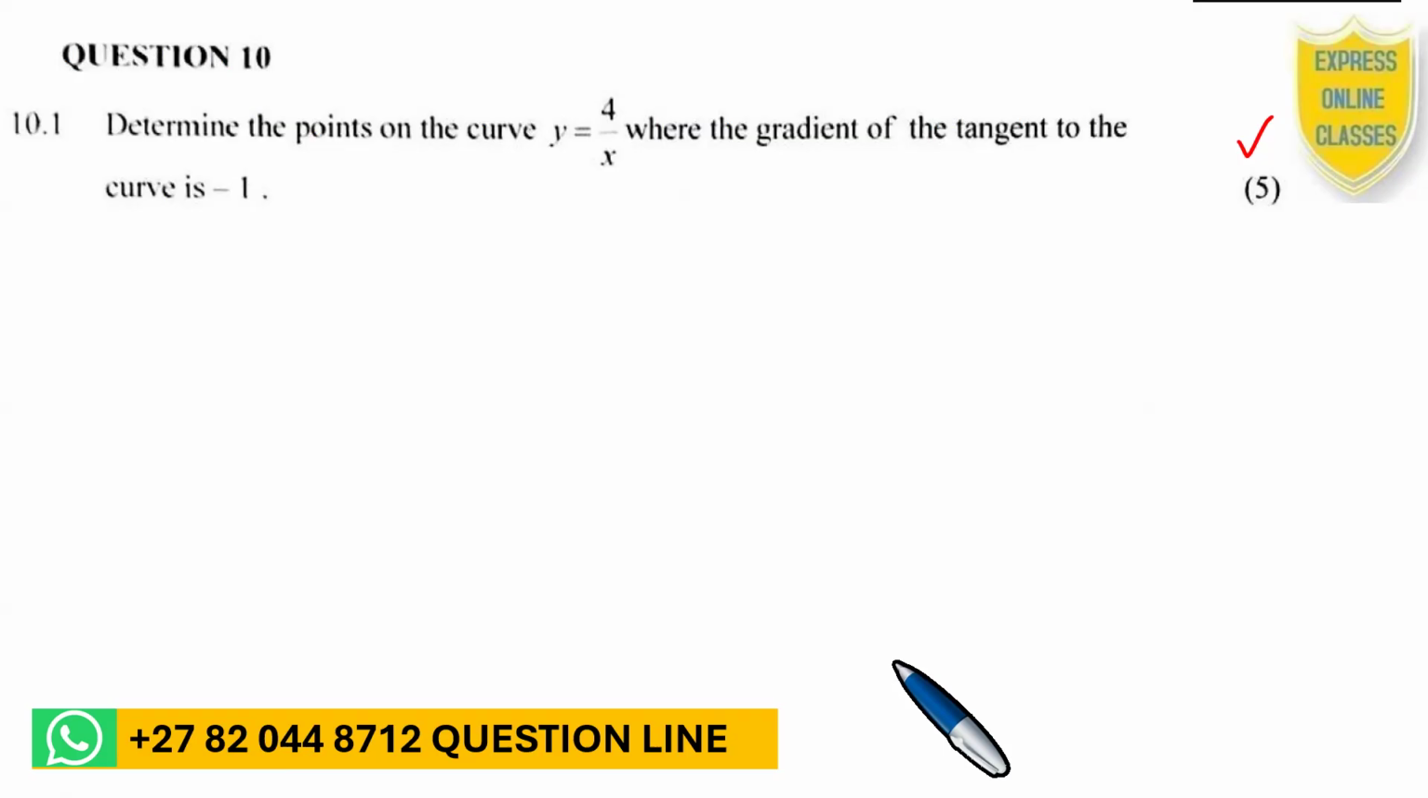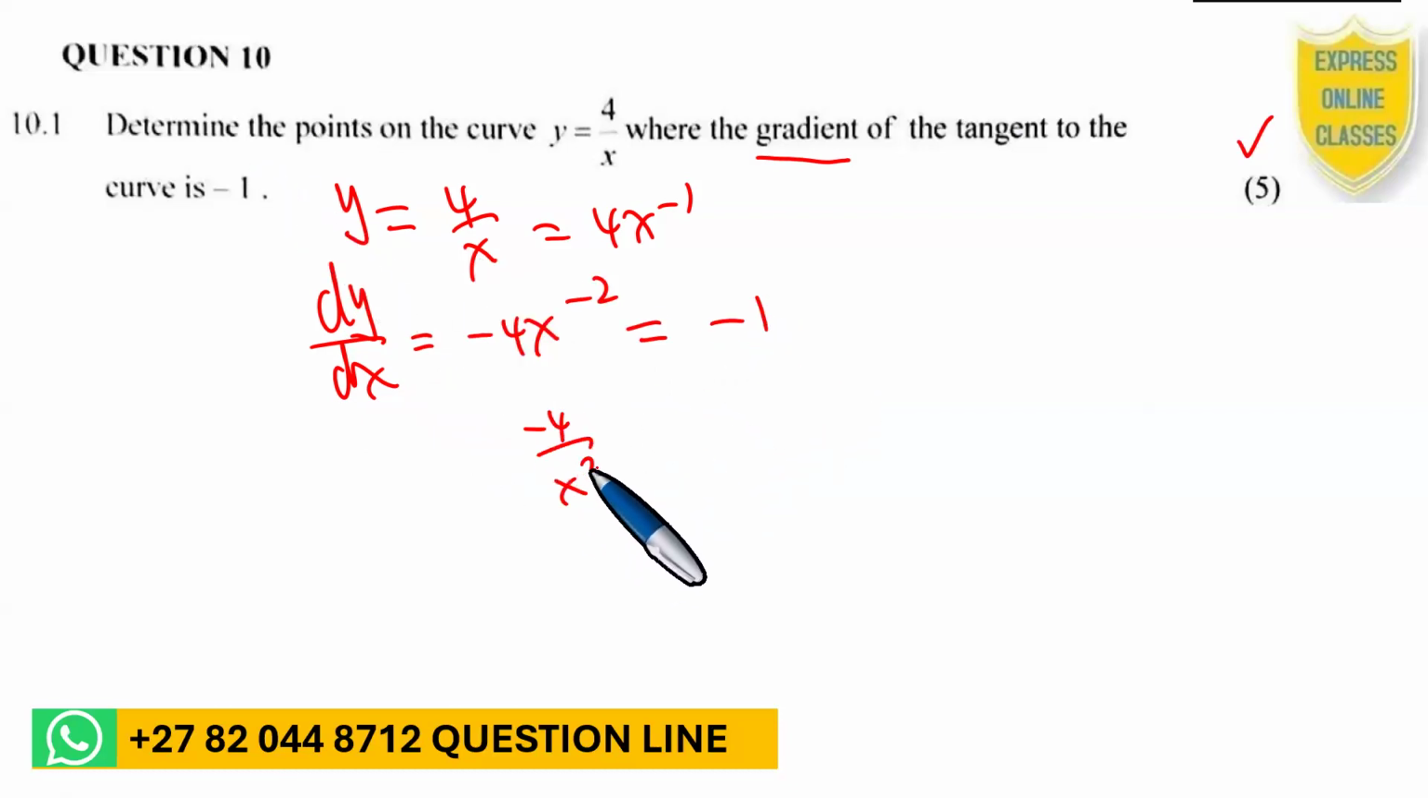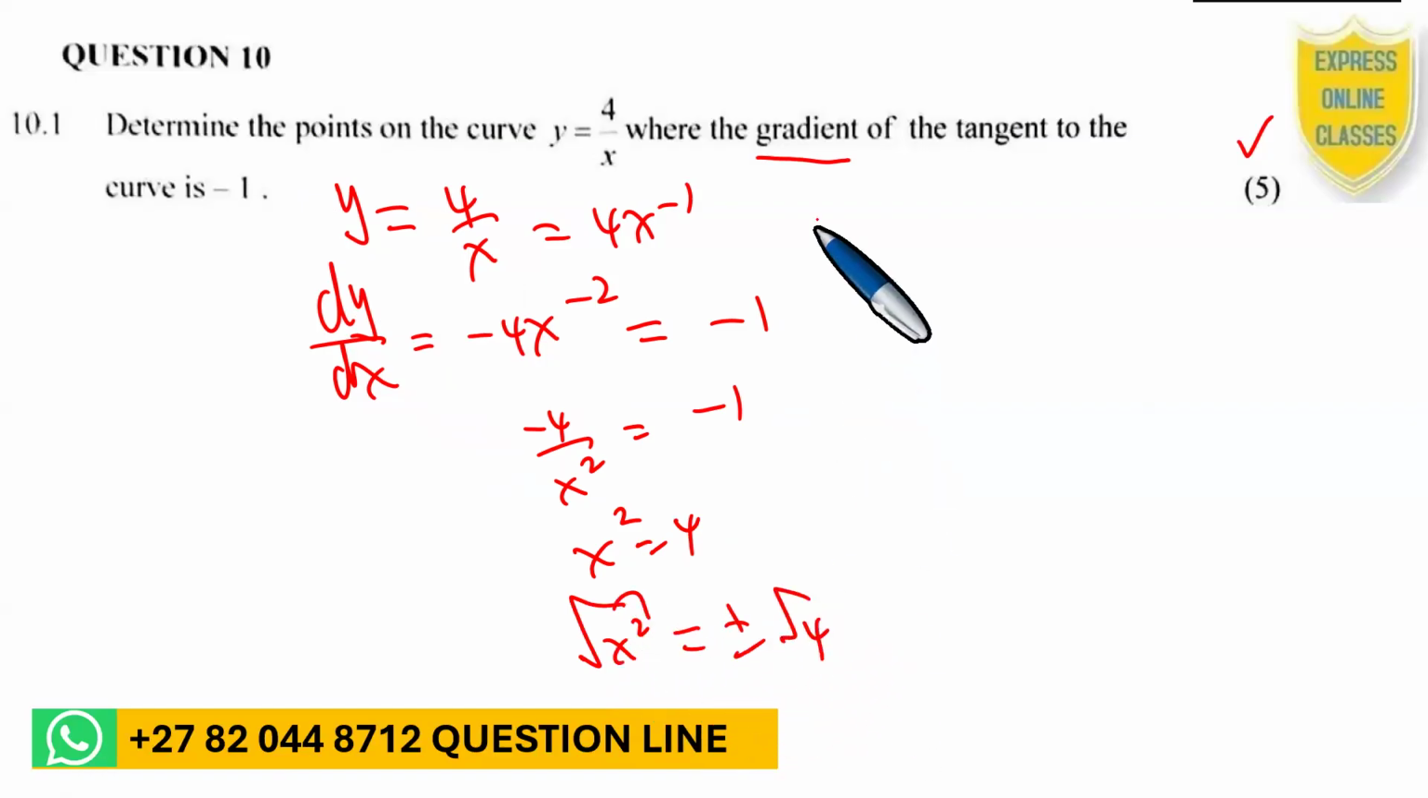We're practicing. Now you are speaking about determining the points on the curve where the gradient of the tangent is -1, so you must find the gradient. So y is 4 out of x, which is 4x to the power -1. dy/dx is -4x to the -2. And this gradient is -1, which is -4 out of x squared equals -1. You cross multiply, you get x squared is 4, so x is plus or minus 2.